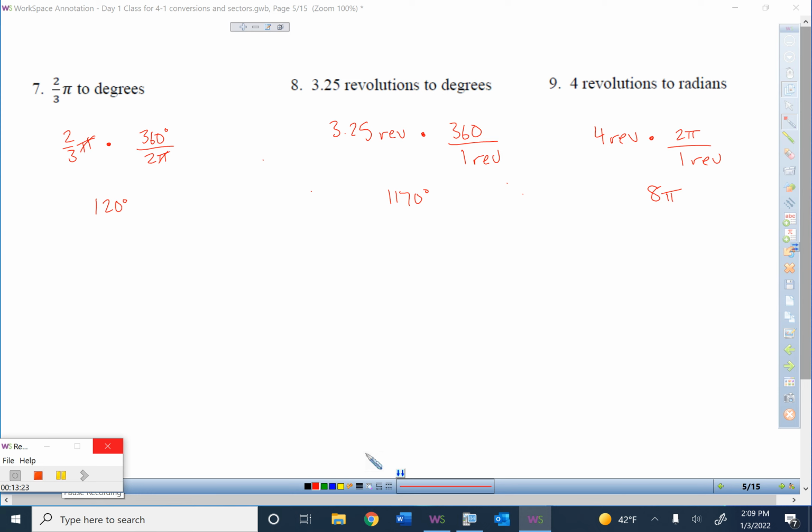The next thing we're going to talk about is sectors. A sector is just a fancy way to say a piece of a circle. Okay, and a piece of a circle marked off by a central angle. Okay, so it has to have this point at the center. So what we're going to do is talk about both the area of sectors and the arc length of a sector, and those relate to the formulas that we already know.